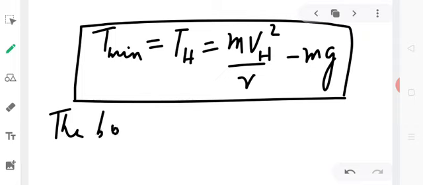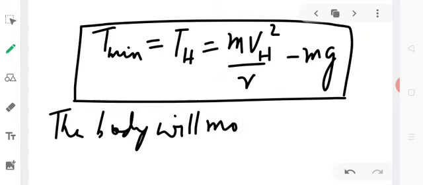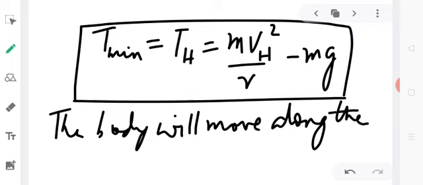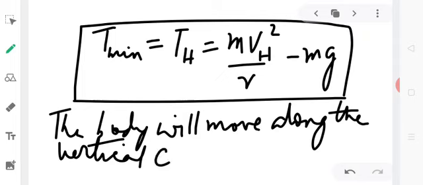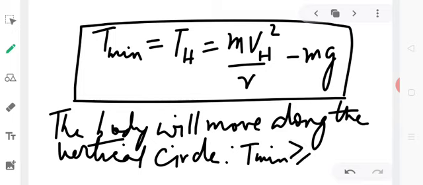Now the body will move along the vertical circle only when T minimum is greater than or equal to 0. This means if T minimum is less than 0, the string will slack and the body will fall down from H instead of moving in the circle.